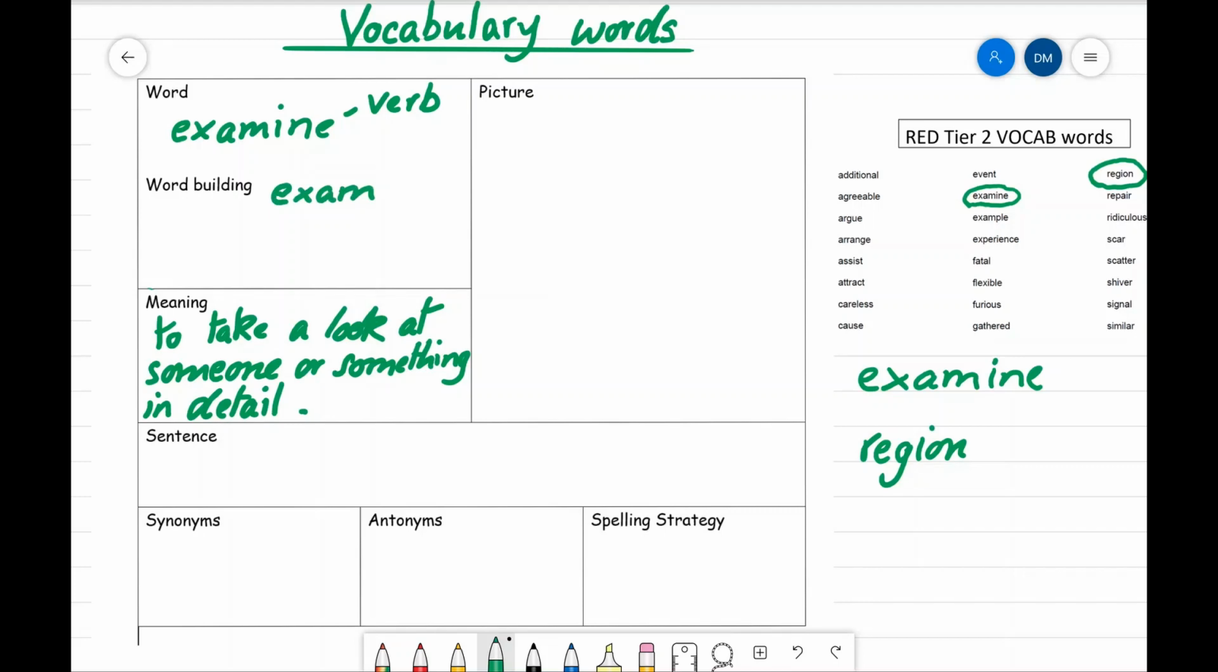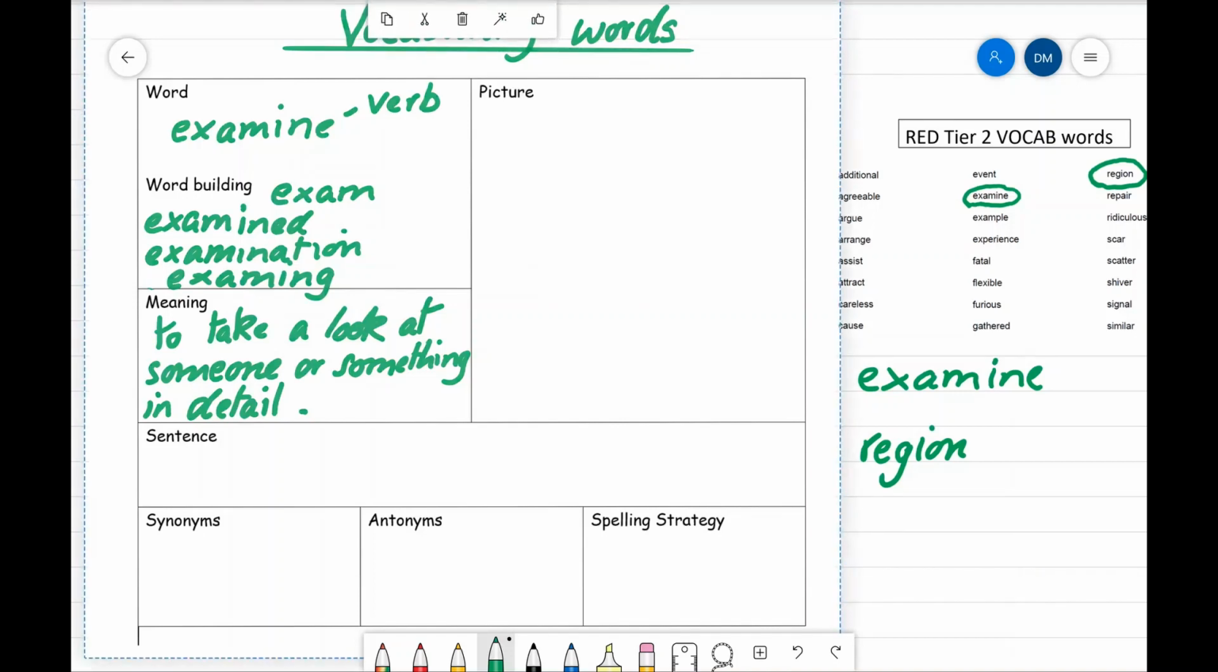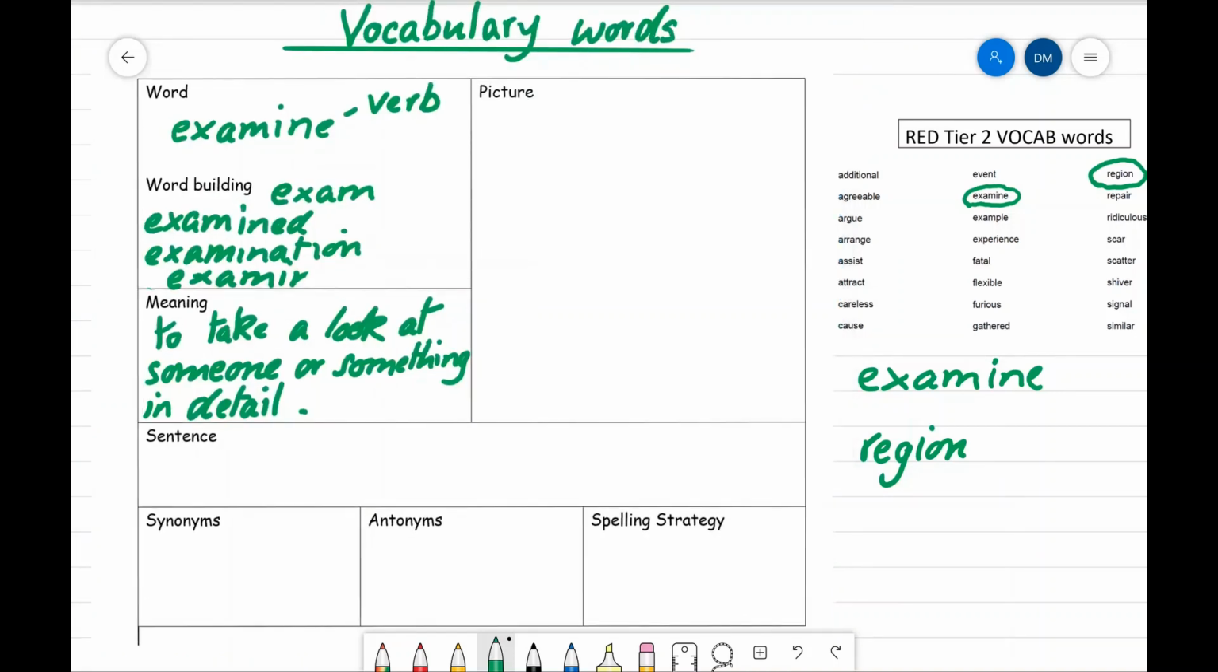We can have the past tense of this word, which is examined, something you did in the past, or we can have the noun version of this word. I'm taking an examination. And we can have another verb, which is examining. Just fix that up. There we go. All right.